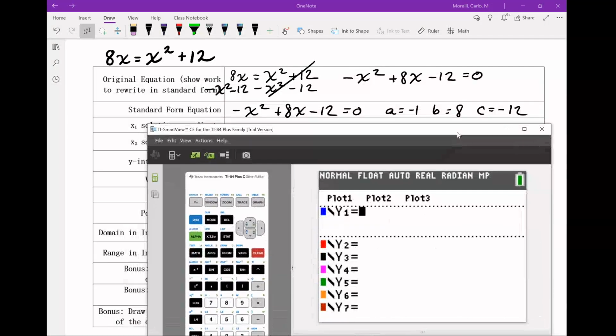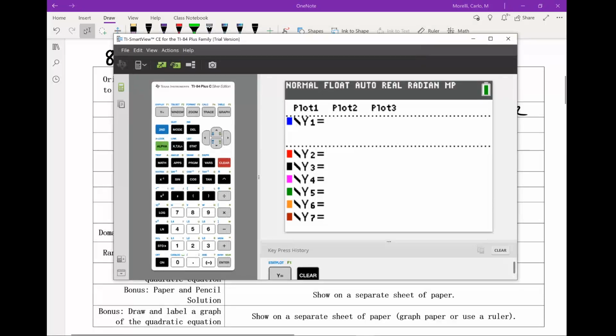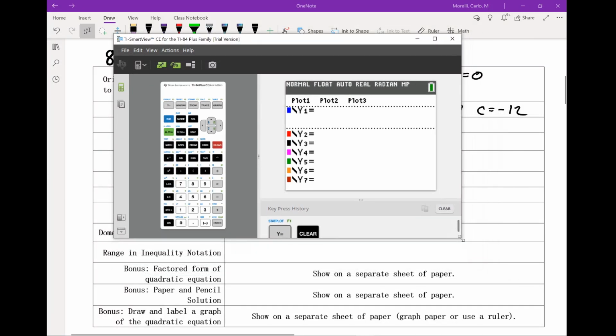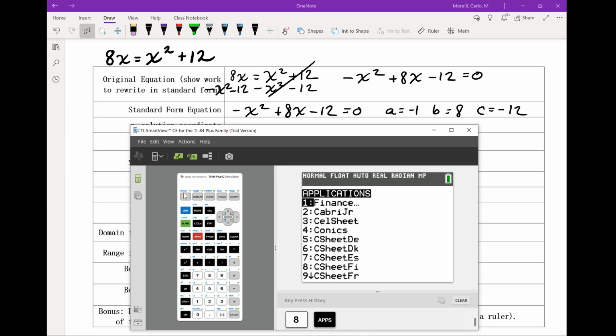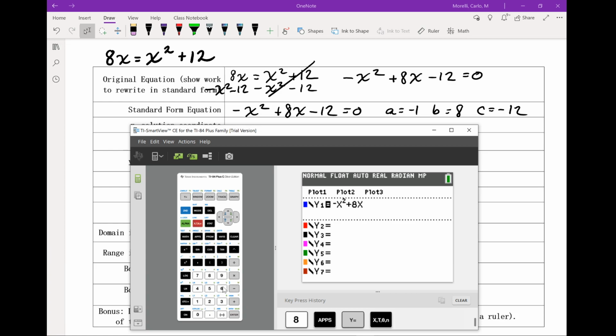Just trying to resize this so I can use it and show the screen. Here we go. Okay, so we're going to put in here negative x squared. Wait, I'll wait for it to show up. Okay, there we go. So what I'm going to type into y1 is negative x squared plus 8x plus 8x minus 12.